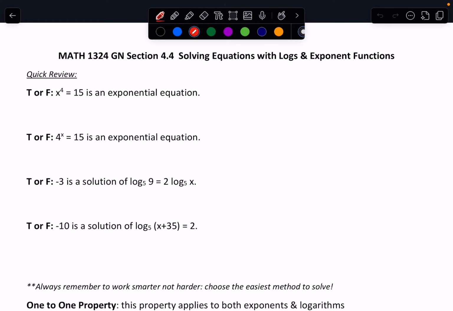Hello, this is lesson 4.4 and we are solving equations with logs and exponent functions. So we're going to do a quick review of what we've done so far.